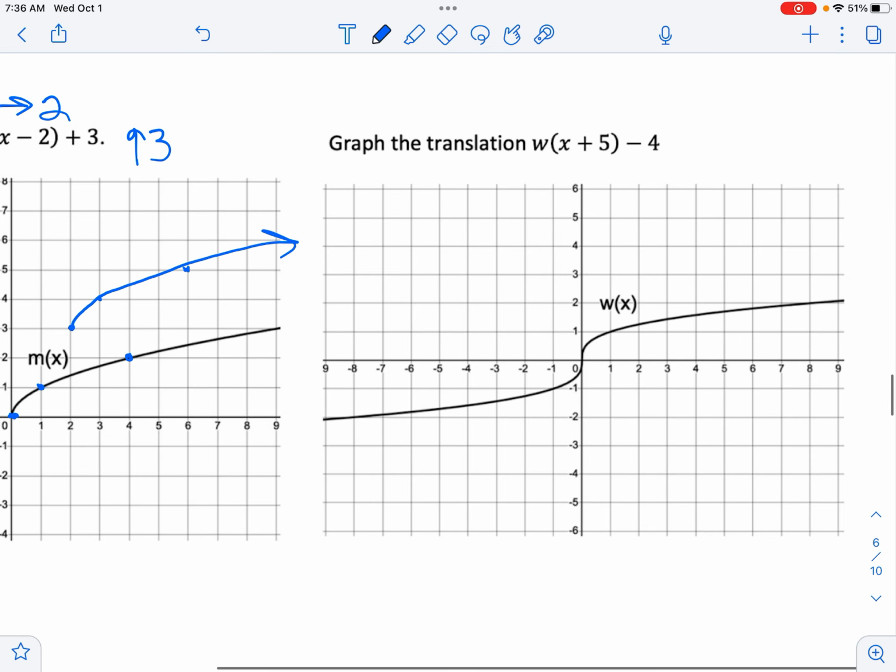All right, and then this one says graph the translation of w of x plus 5 minus 4. So this, I should think, okay, that's left 5, and this is down 4 units. So a couple of translations there. So those points I think are the ones I want to try to do here. So I'm going to go left 5, down 4, that's the middle. And then here's the other 2.